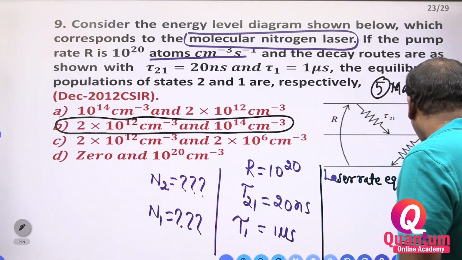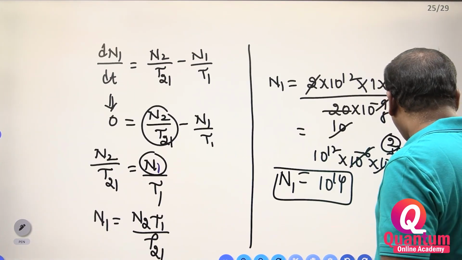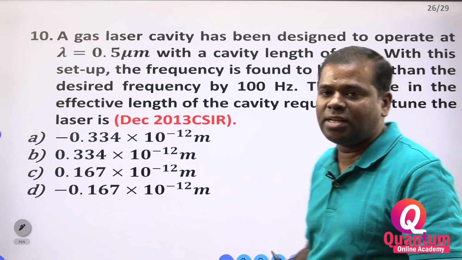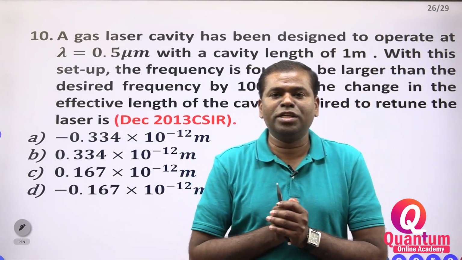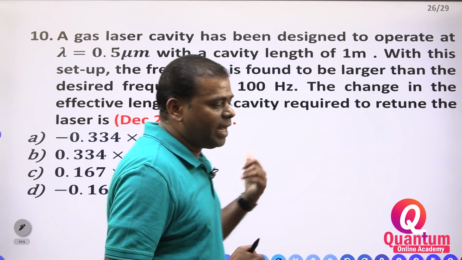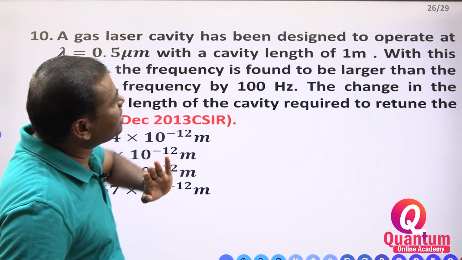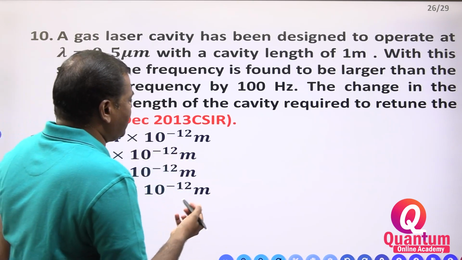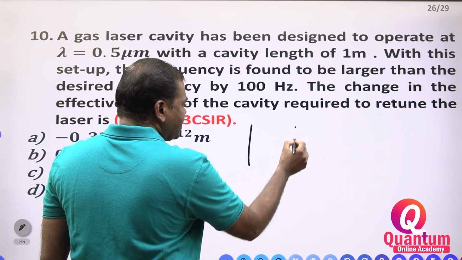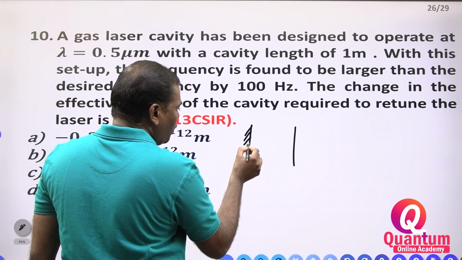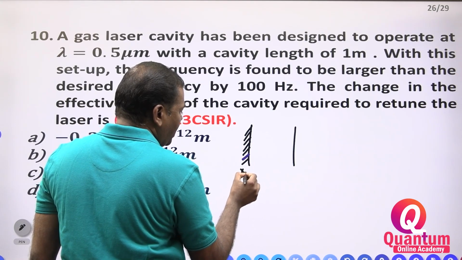Clear? Now the last one we have to see. What is the last one? That is coherence length and laser resonant modes. A gas laser cavity has been designed to operate. There is a cavity, the fully reflecting M1 mirror is there.